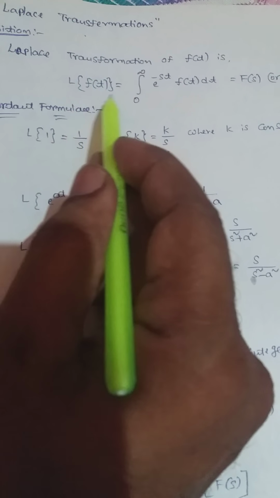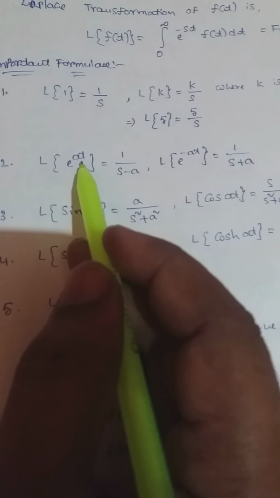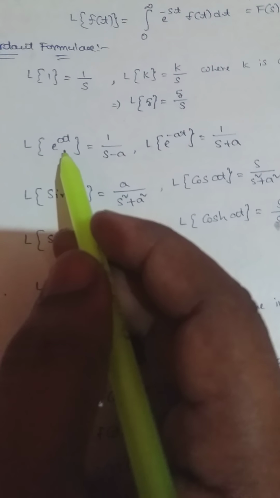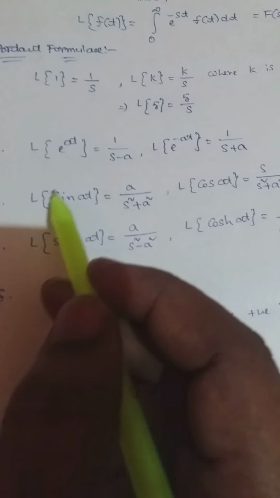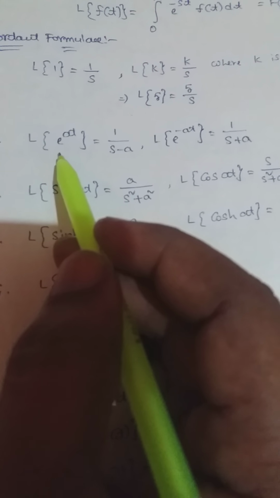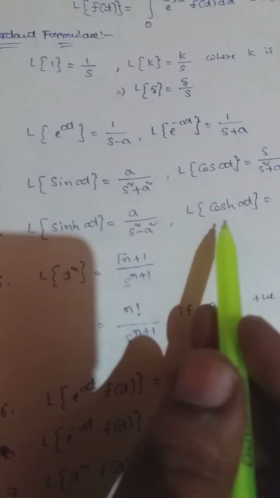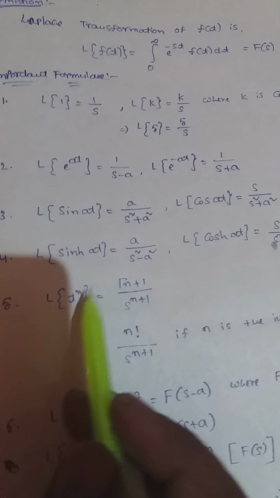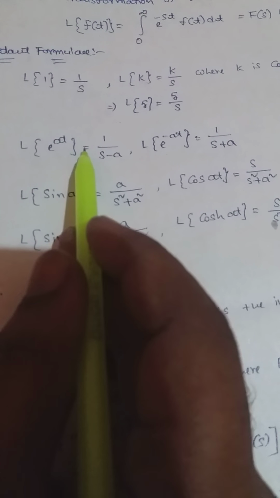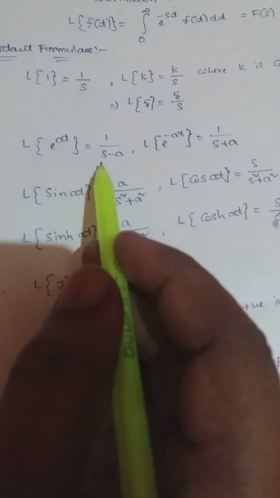That means in the place of f of t, now we have e power at. L of e power at. For some standard functions we have standard formulas, such as e power at, e power minus at, sin at, cos at, sin h at, cos h at, t power n. For these kinds of functions we have Laplace formulas. Laplace of e power at is 1 by s minus a. The answer will be in terms of s.